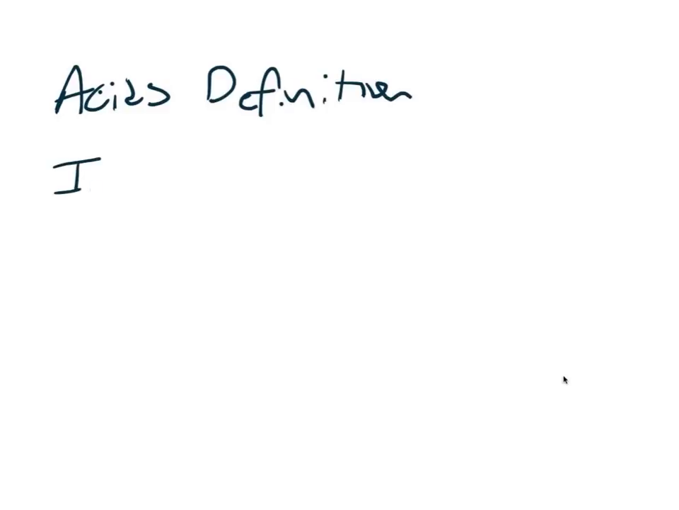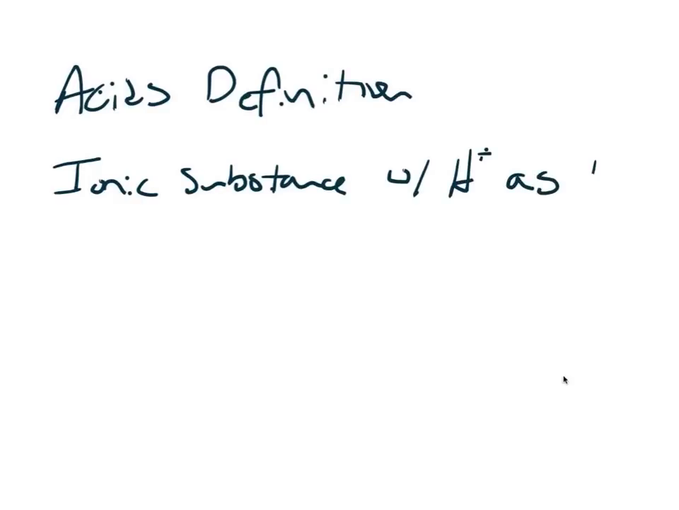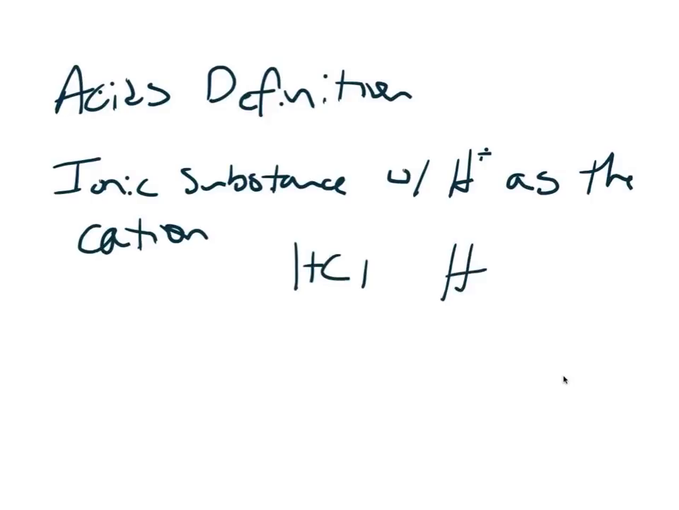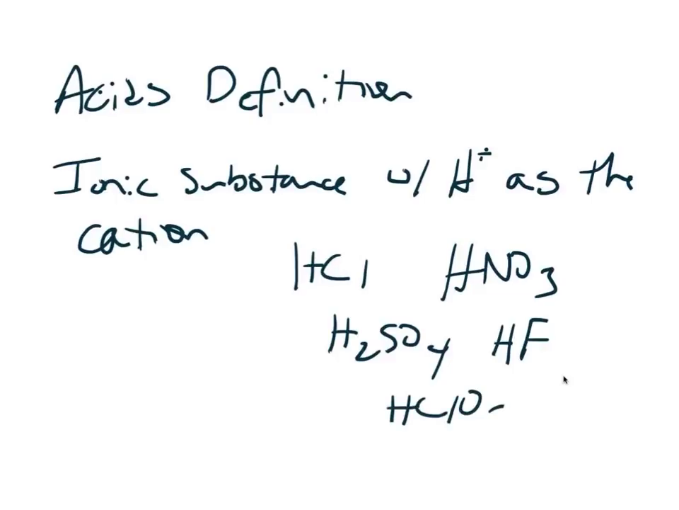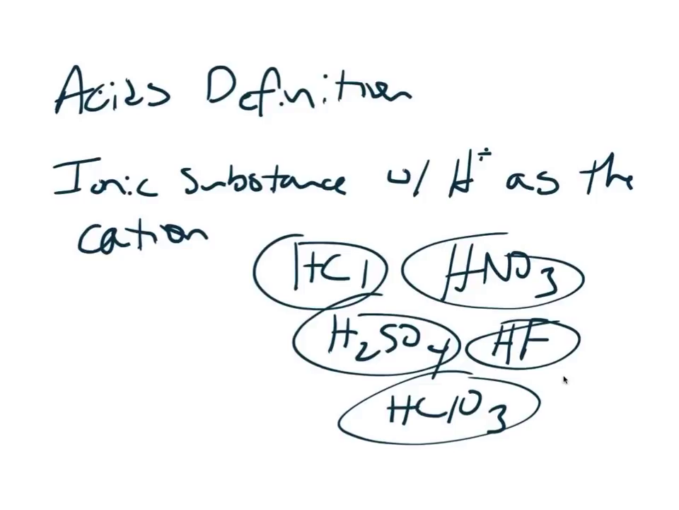An acid is an ionic substance with hydrogen, or H plus, as the cation. For example, HCl, HNO3, H2SO4, HF, HClO3. These are all acids. What you see is that they all have H plus at the beginning of them. This is the basic definition of an acid.